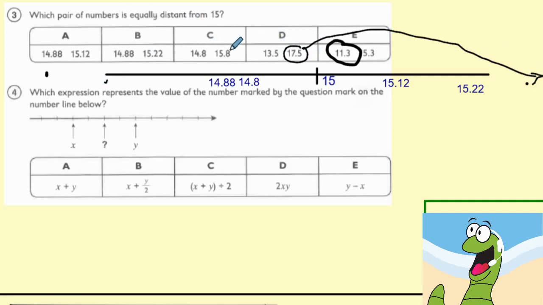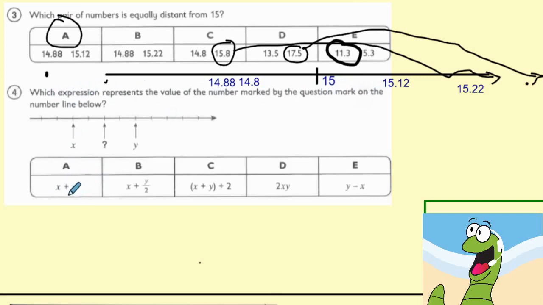So 14.8 and 15.8. Well, unfortunately, 15.8 would probably be over here, sort of thing. So that's 12 and 12. So the answer is A. Then it says which expression represents the value of the number marked by the question mark on the number line below.